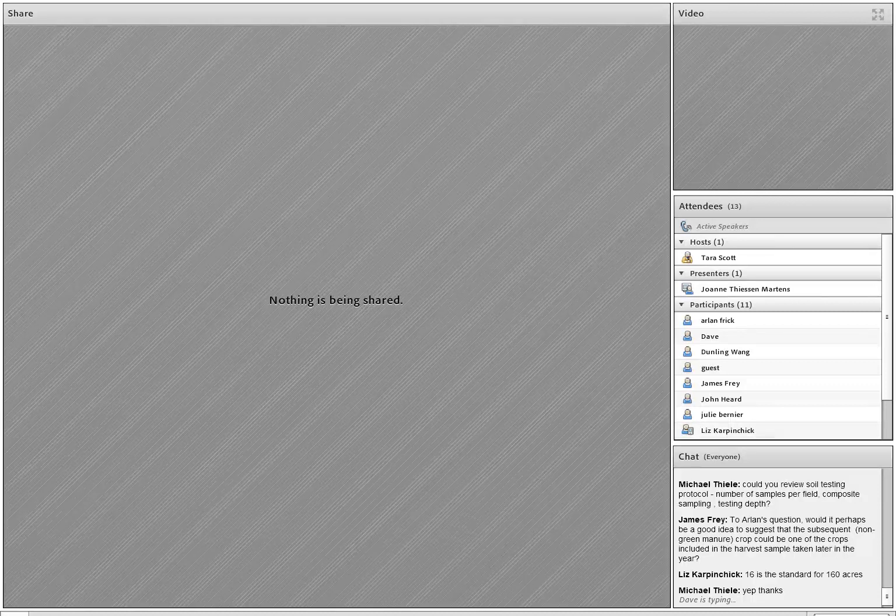So Liz is saying 16 is the standard for 160 acres, and so as you're sampling fields, especially if you are on a large field that's not too uniform, you may want to increase the number of soil samples that you take, at least in the surface layer. For a smaller field, it ends up being 10 cores from 5 locations, and so it does give you at least a general idea.